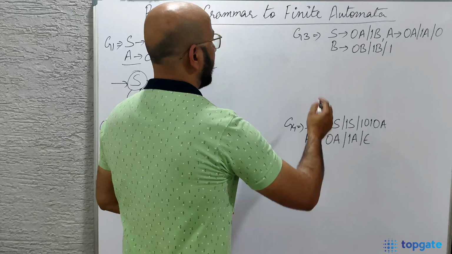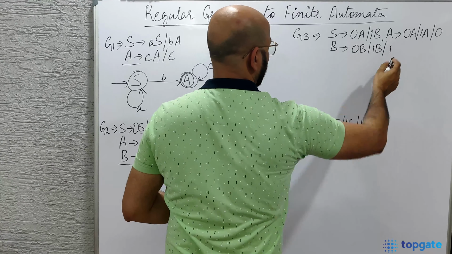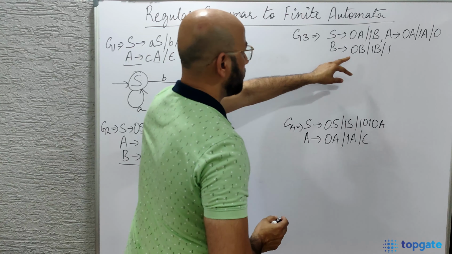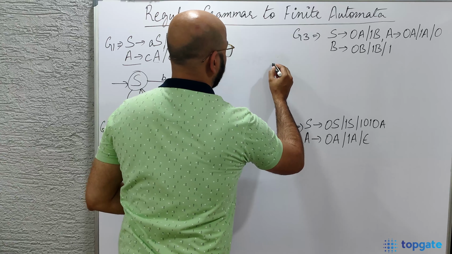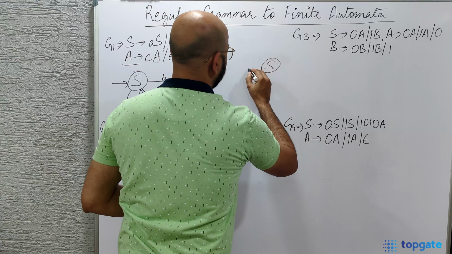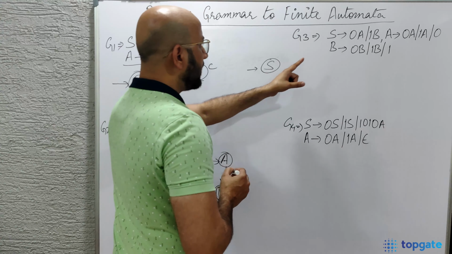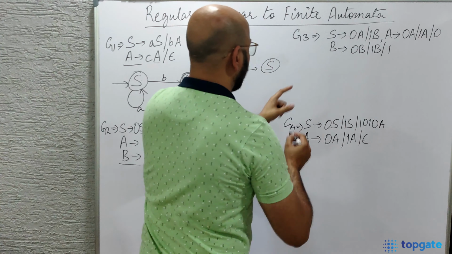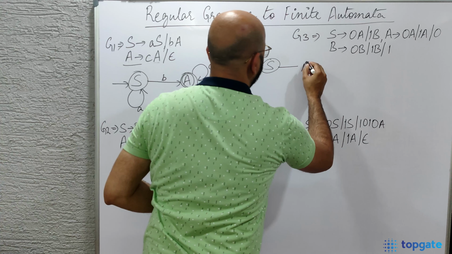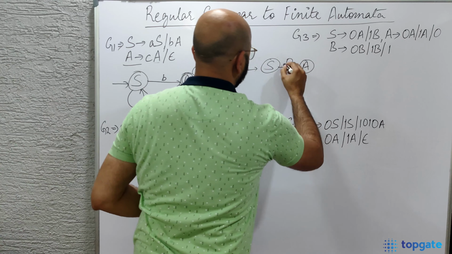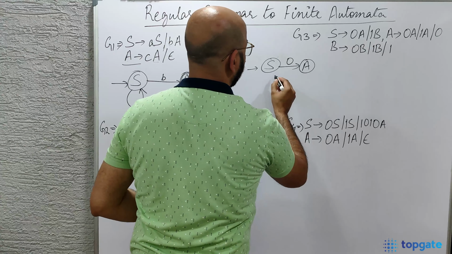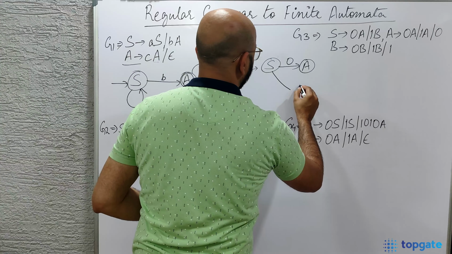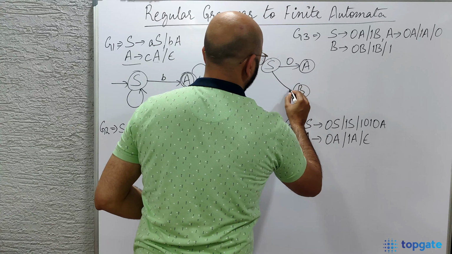Third one, I have S tends to 0A | 1B, A tends to 0A | 1A | 0, and B tends to 0B | 1B | 1. So let's see how we do this one. Again, I'll start from the start variable, that is S. Then it says S tends to 0A. That means with 0, I'll move on to the state A. Then it says S tends to 1B. So I'll take a state B. So S tends to 1B.